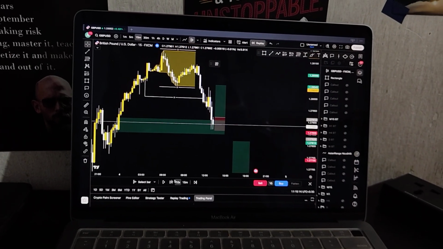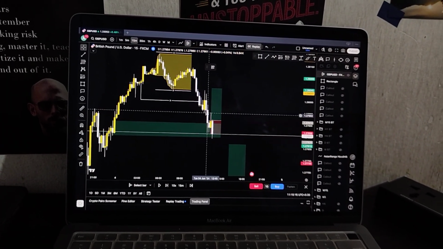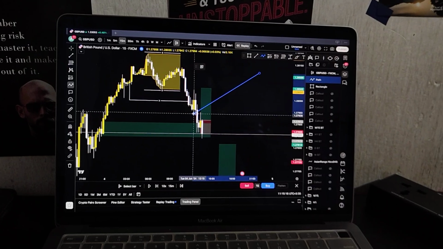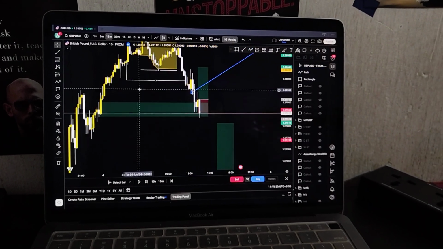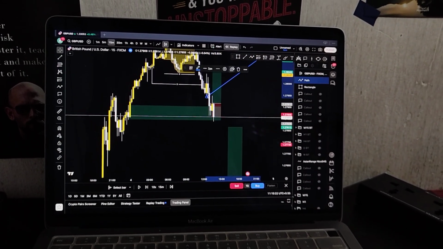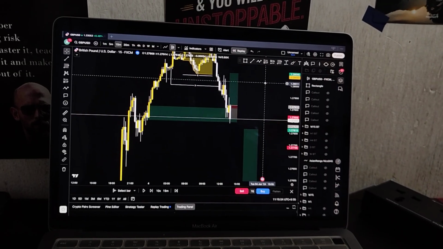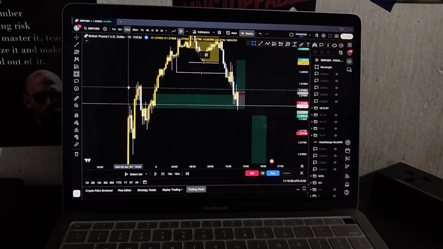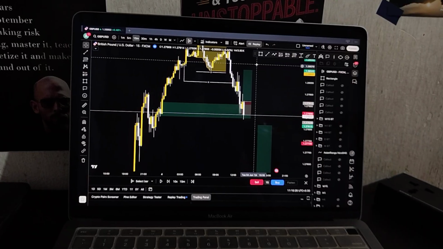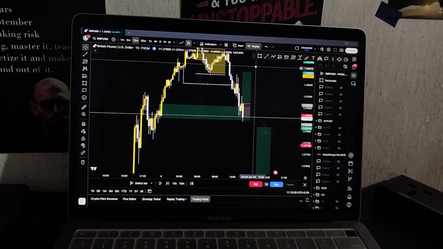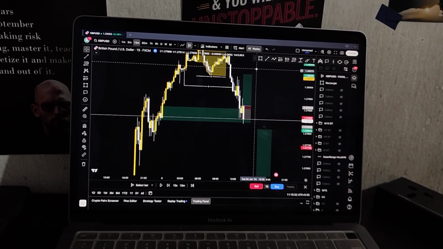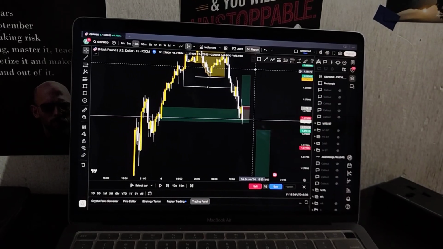So the M15 demand. Obviously I waited for the rejection. We got a beautiful rejection after this inducement. There was inducement right here, M15 demand zone. This demand zone was valid but not one of the strongest. And I have learned one more thing here: only trade the order blocks which are strong.